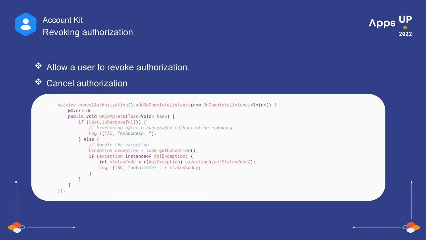Aside from sign out, there is another method called cancel authorization, and what this does is that once you call this method, the next time the user tries to sign in, they will have to grant your app authorization once again. And this is useful to protect their privacy. So when you implement this, you might want to cancel the authorization once a month or so on. That depends on your app.